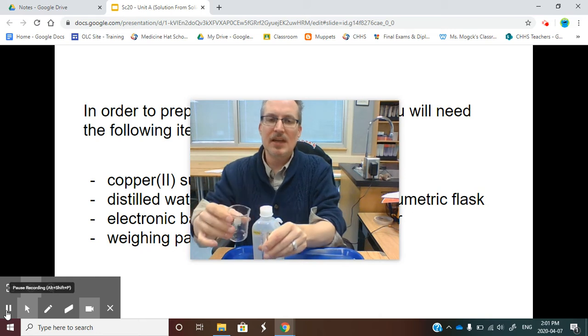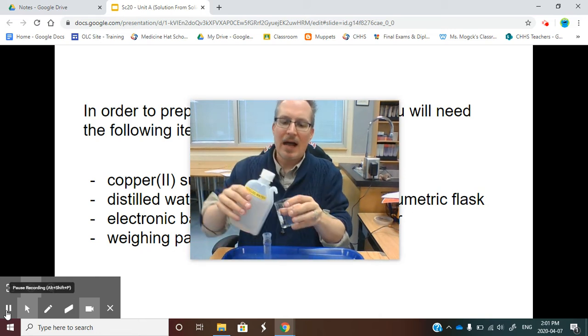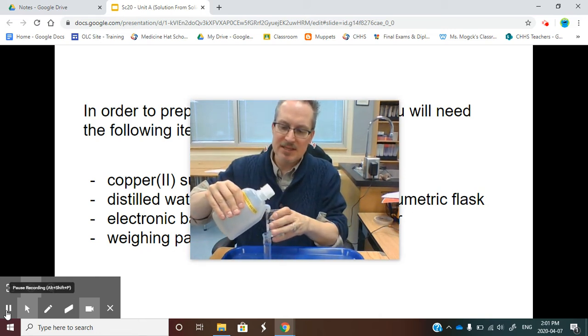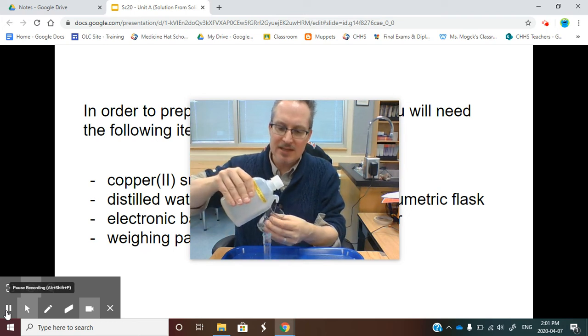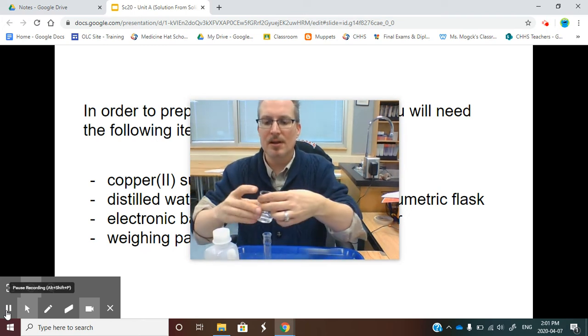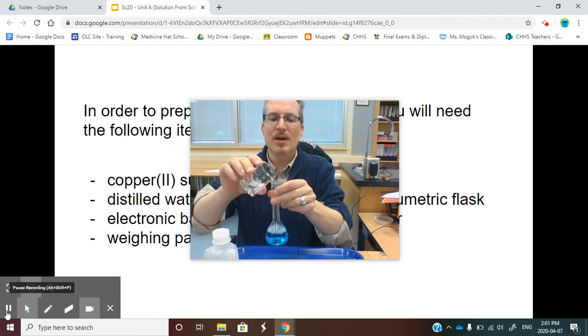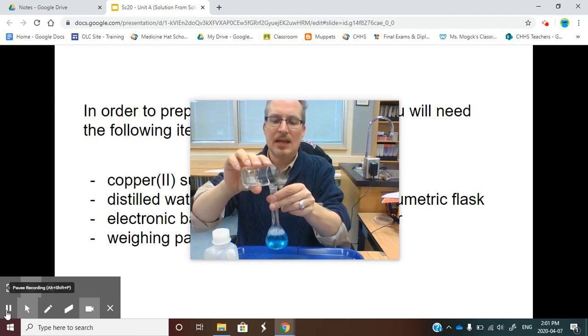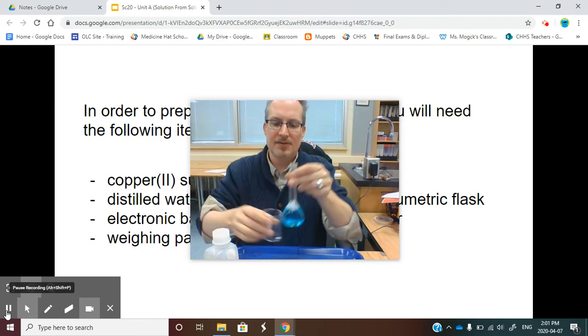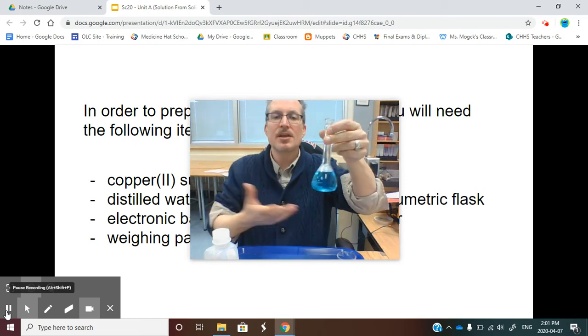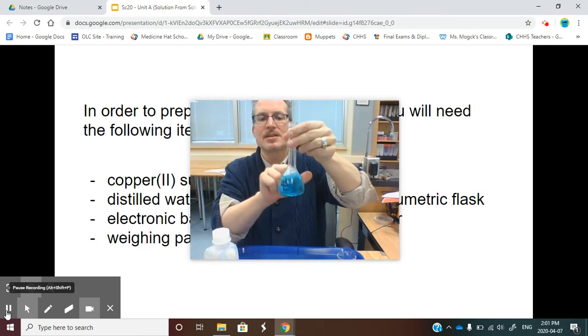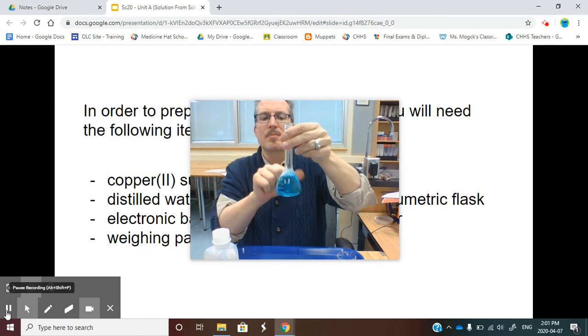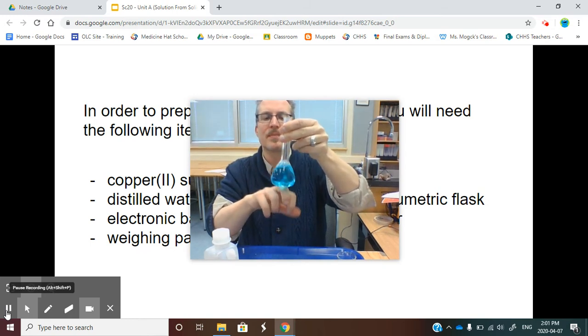By dissolving it only in half the amount of water, I can rinse this a few times because I want to make sure every last copper 2 sulfate particle has made it from the beaker where I dissolved it into the volumetric flask. So I've rinsed it twice. You could rinse it a third time if you want. You'll notice there's some bubbles. We're going to do our best to try to get rid of these bubbles. Just little taps should normally get rid of them.